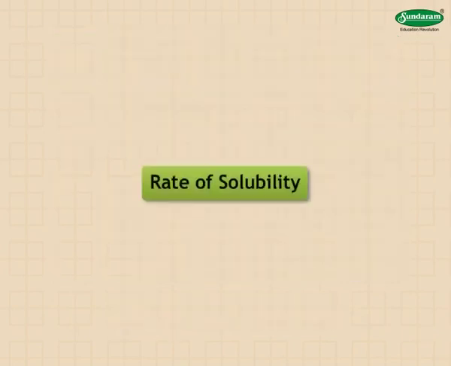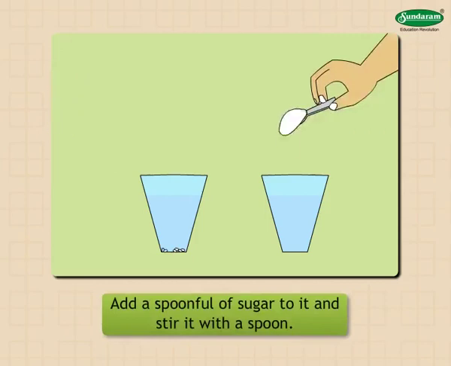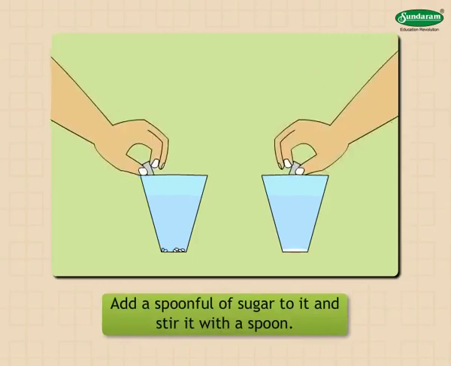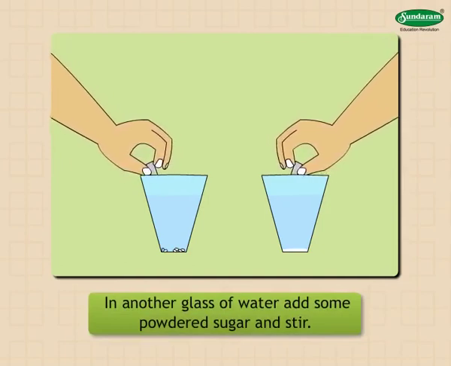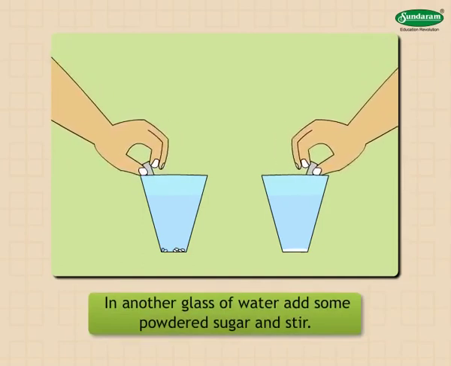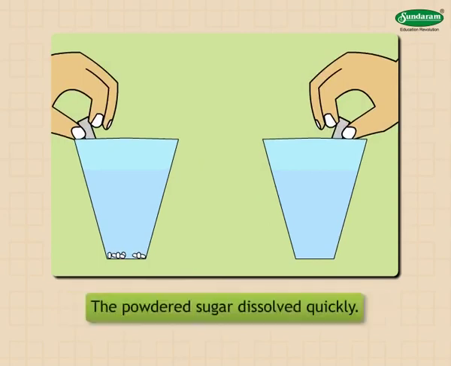Rate of solubility. Try this. Take water in a glass. Add a spoonful of sugar to it and stir it with a spoon. In another glass of water, add some powdered sugar and stir. In which glass did the sugar dissolve quickly? The powdered sugar dissolved quickly.